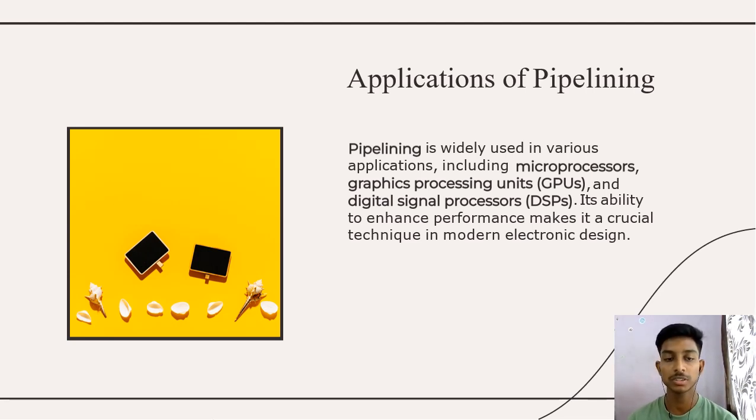A microprocessor leverages pipelining to handle multiple instructions simultaneously, ensuring smooth and fast operation within the system. GPUs process graphics tasks efficiently using pipelines for rendering and image processing. DSPs utilize pipelining to manage audio and video signals in real time. Visuals are displayed as examples, like an Intel processor architecture diagram or a GPU rendering pipeline.